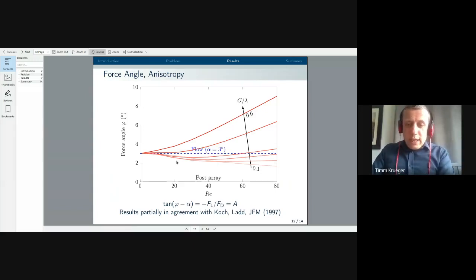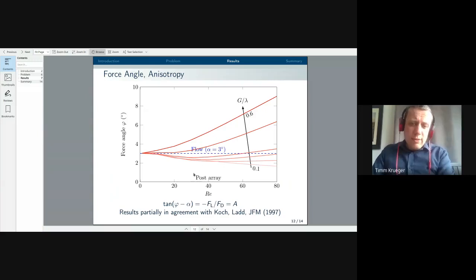Now, what is something that we are a bit puzzled about, and this is work in progress, we don't really know what the explanation is. For very small gaps, between 10 and 30 or 40%, you see that the flow would first tilt away from the array axis, which means you get a negative anisotropy. And after some time, anisotropy increases again, and it may or may not become positive, depending on how far you go on the Reynolds axis. And that is an effect that, to the best of our knowledge, hasn't been described.